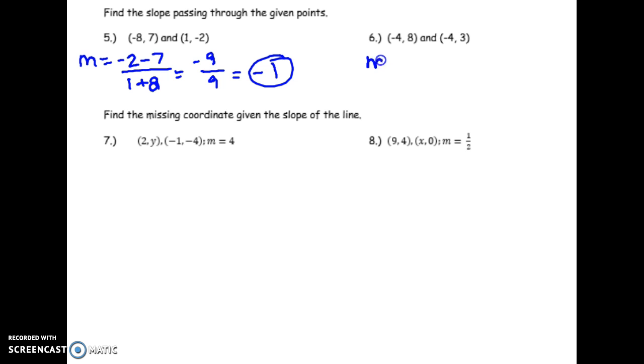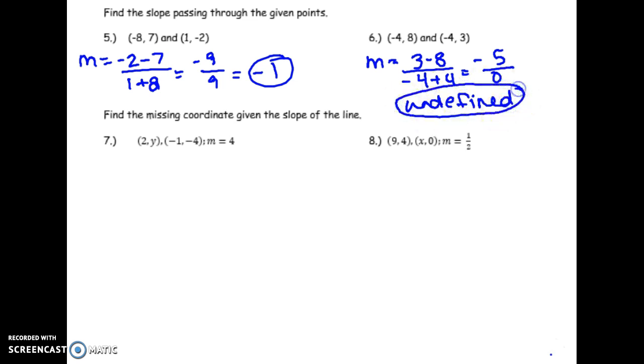All right, slope here would be 3 minus 8 divided by -4 plus 4. So when we do that, 3 minus 8 is -5 over 0. Well, you can't divide by 0, so we know our slope is going to be undefined. Undefined slope means it's a vertical line.